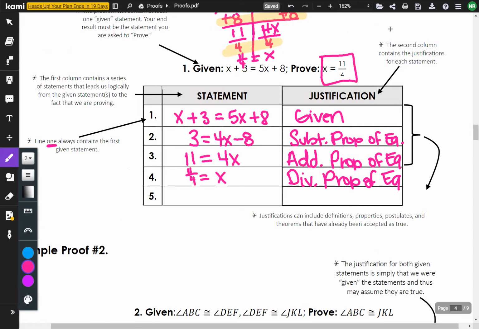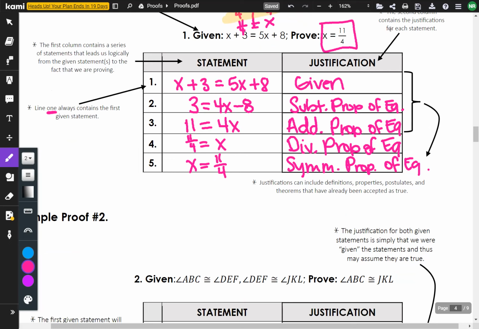They want us to prove that x is equal to 11 over 4, not 11 over 4 equals x. So we do have to switch it around using what property? Symmetric property. Okay? Symmetric property of equality. So just remember, right now, we've only gone over properties of equality and properties of congruence, but we're going to end up using definitions, postulates, theorems. So it's just going to expand. Your little word bank here, your property bank is just going to expand.